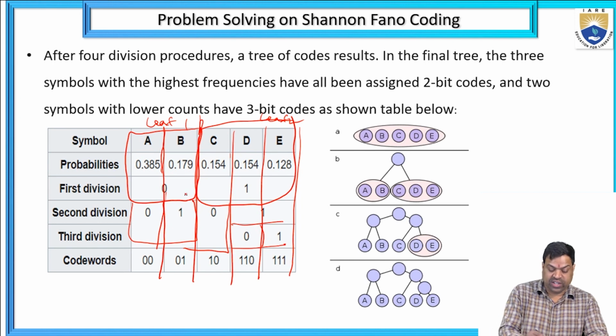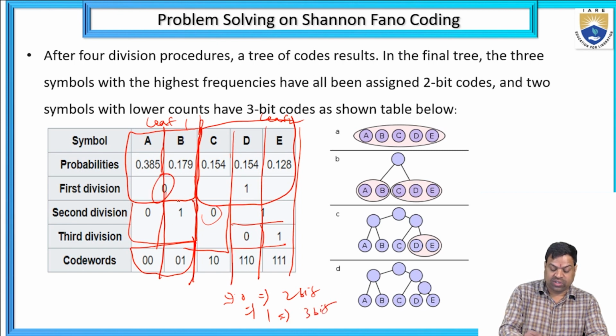Why? Because these belong to 0. That is the reason I am getting 2. Again, this one is dividing as 0 and 1. So when I am going for the 0, that is a 2-bit word. When I am going for the 1, it is a 3-bit word. Okay. So it is a 0 value, so that is the reason 2 bits are there. Here 1 value is there, so 3 bits are there.